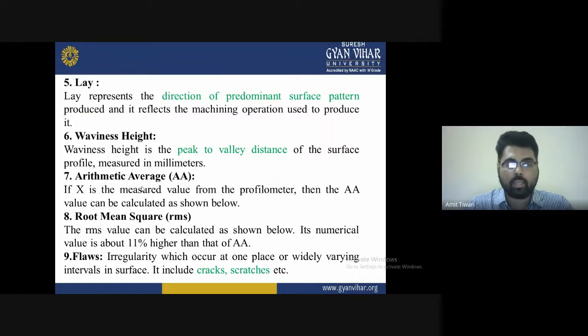Flaw, that is irregularity. Flaw means an irregularity which occurs at one place or varies widely at intervals in the surface. It includes cracks and structures, etc. So the surface irregularity occurs at one place or varies widely at intervals in the surface. It includes cracks and structural areas, which show more deformation here. So these are all the terms and conditions we apply.